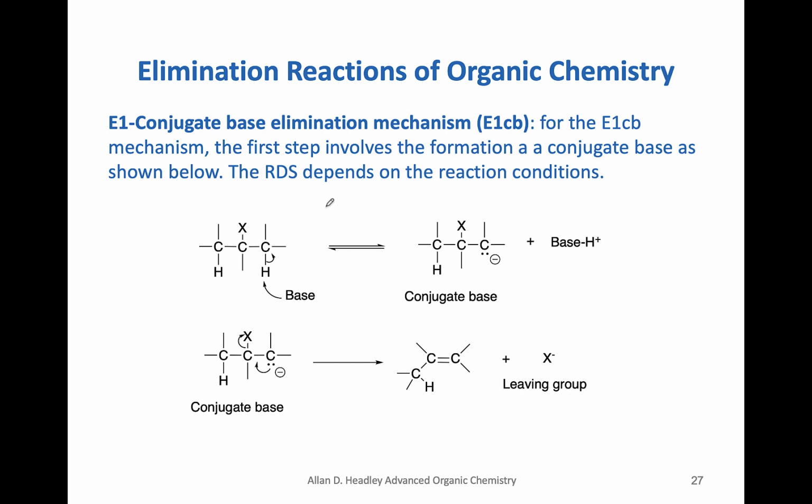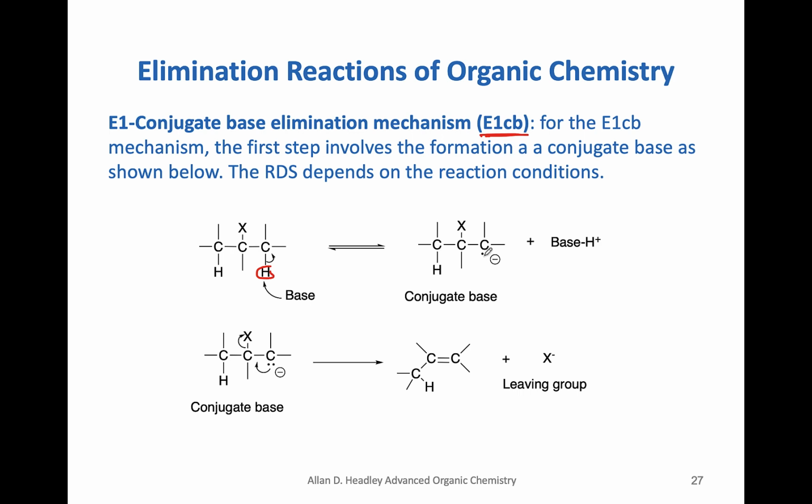Okay, let us turn our attention to the other mechanism, the E1 conjugate base. So in this mechanism here, the leaving group does not leave in the first step of the reaction. The base abstracts a hydrogen here to form a conjugate base. So that's the first step.